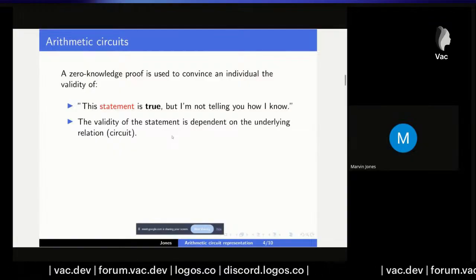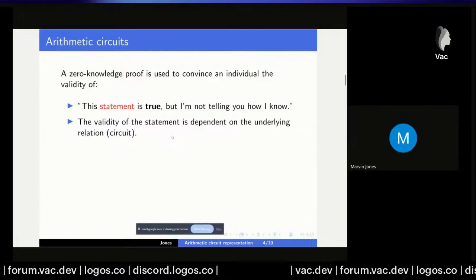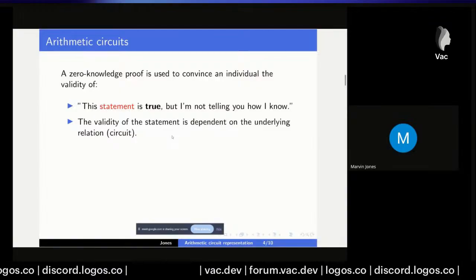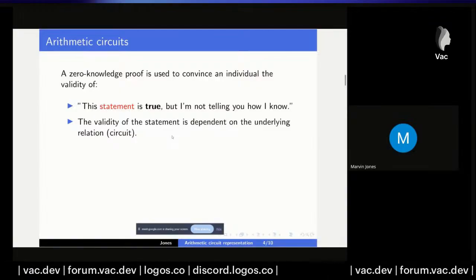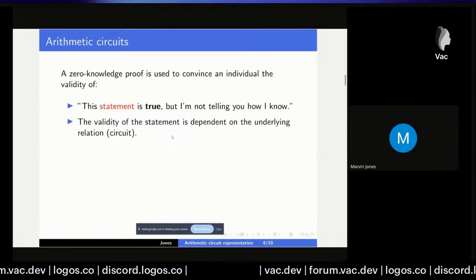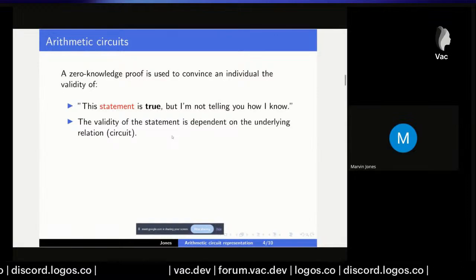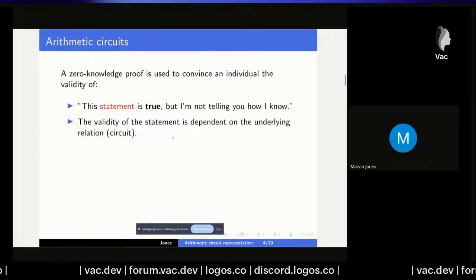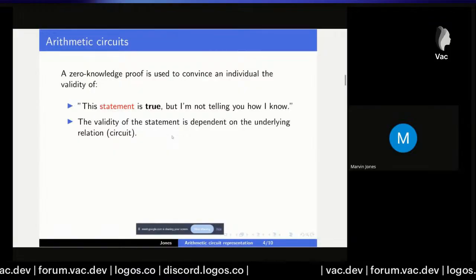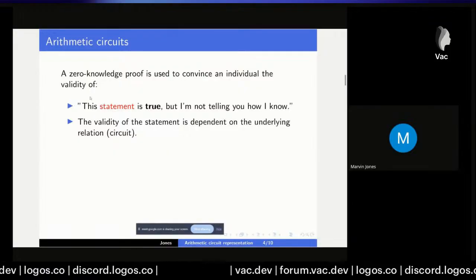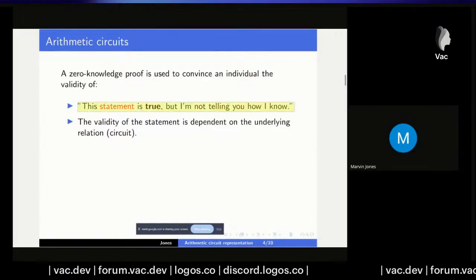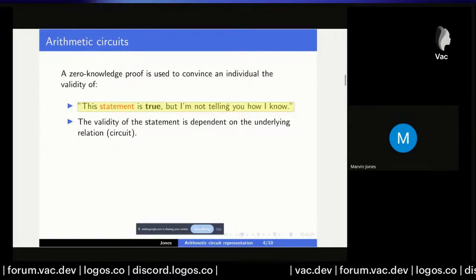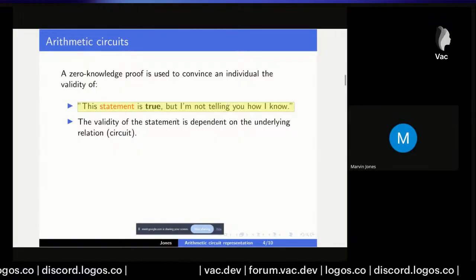a zero knowledge proof that we have been talking about all the time essentially boils down to me saying this statement is true, but I'm not going to tell you why it's true, how I know it's true. I'm just going to convince you that this statement is true. So we are demonstrating the validity of this. Now, a statement has to be in terms of some underlying relation or circuit.